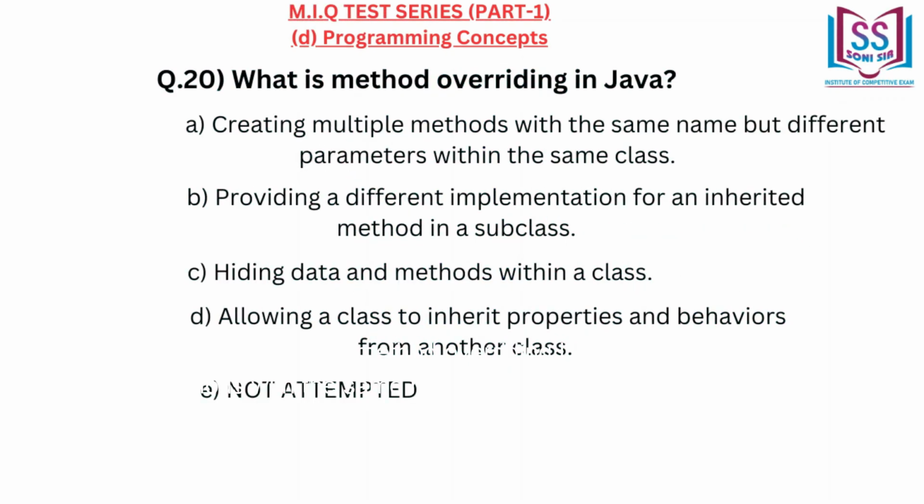What is method overriding in Java? A. Creating multiple methods with the same name but different parameters within the same class. B. Providing a different implementation for an inherited method in a subclass. C. Hiding data and methods within a class. D. Allowing a class to inherit properties and behaviors from another class.